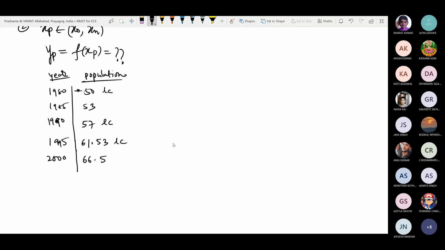Okay. So if I ask you, from this data, what would have been the population in the year 1992? How many people were there in that city? You can make a guess, any number between 57 to 61. You can say, okay, 58 lakh people were there in that city. But in that guess, you are not using all the data points, their nature, how they are distributed.